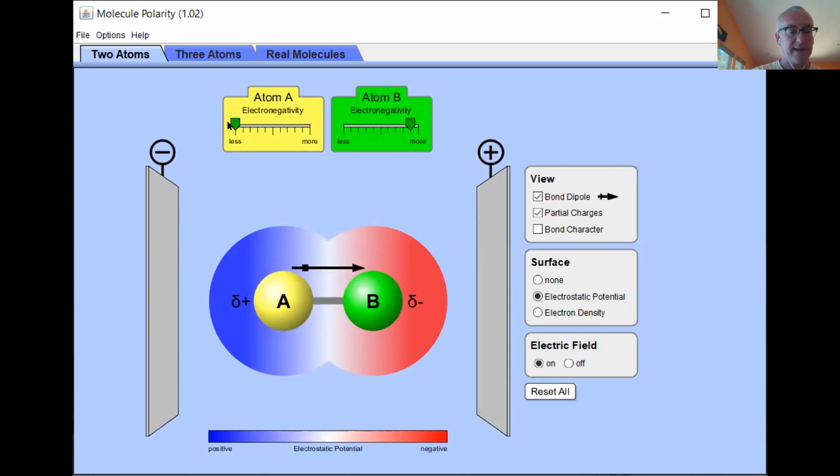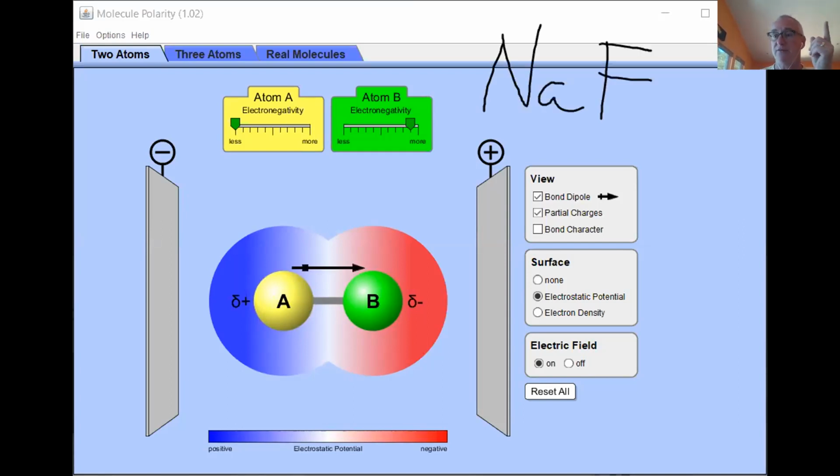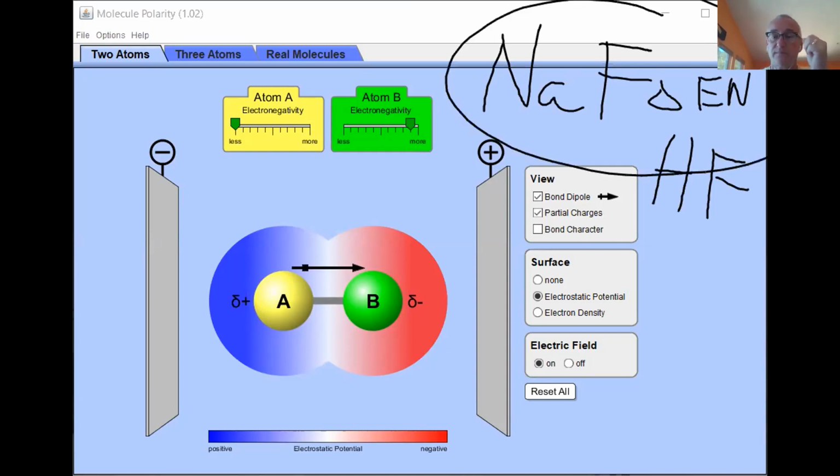And you'll see this if you have sodium fluoride. Sodium has a lower electronegativity than hydrogen. So the difference in electronegativity between sodium and fluorine is much higher than the difference for hydrogen and fluorine. So this one becomes an ionic bond, and this one is a very polar covalent bond.